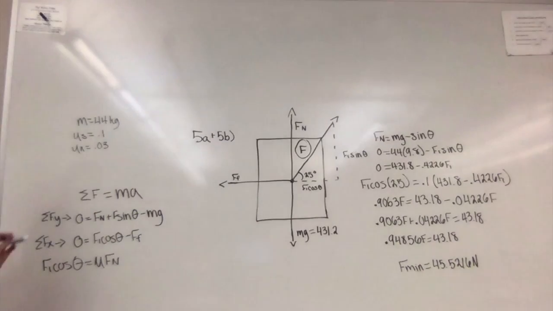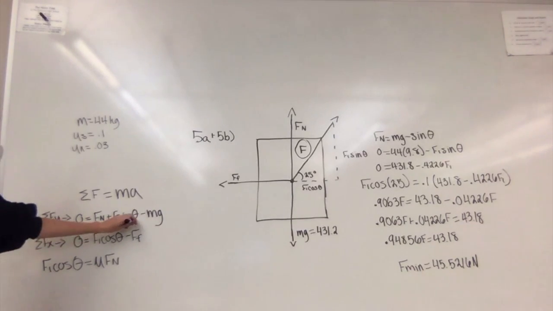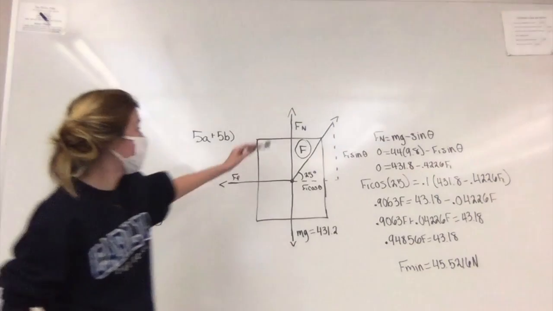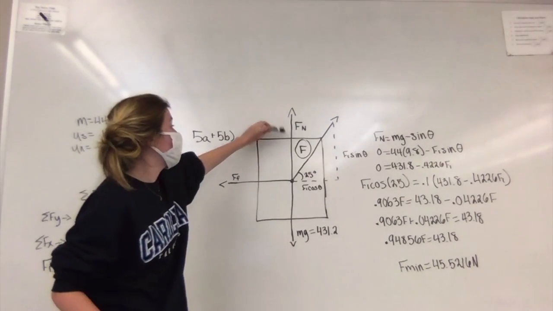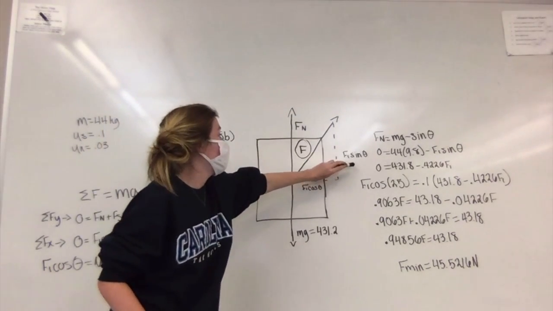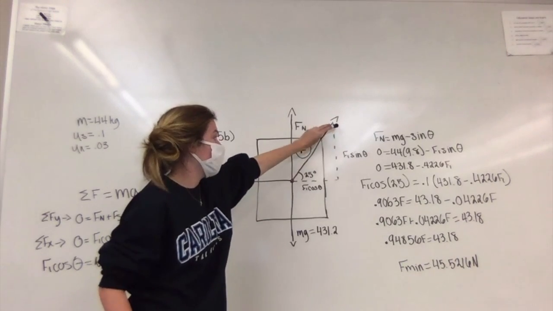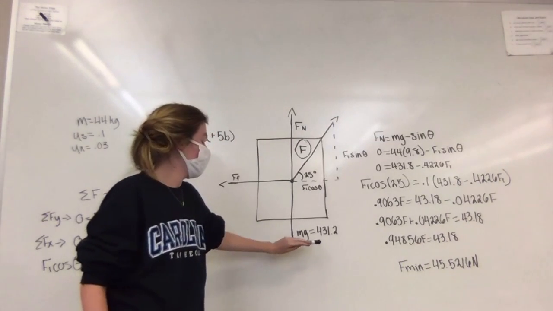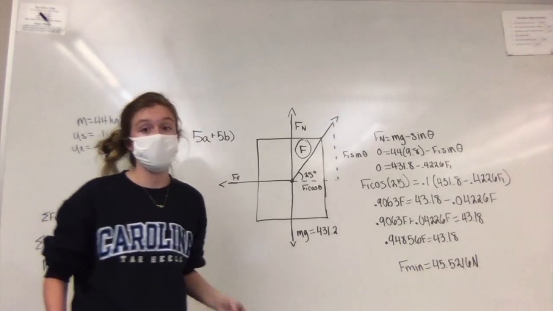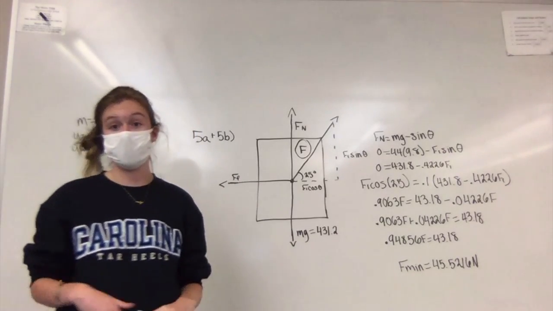So if we're going to add up the sums of the vertical forces, it would be force normal plus F1 sine theta minus mg, because if you look here at the free body diagram, the force normal is going up, the force 1 sine theta is also going up, and then the gravity is going downwards, which means that you subtract it because it's going the opposite direction.